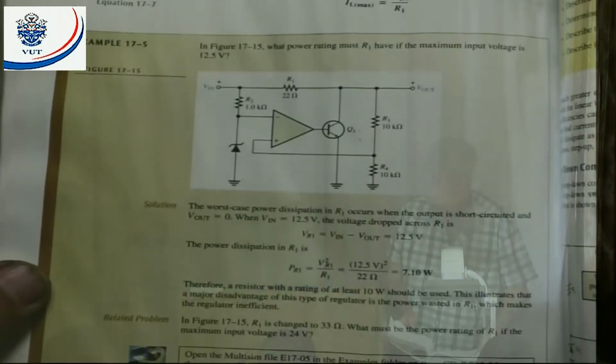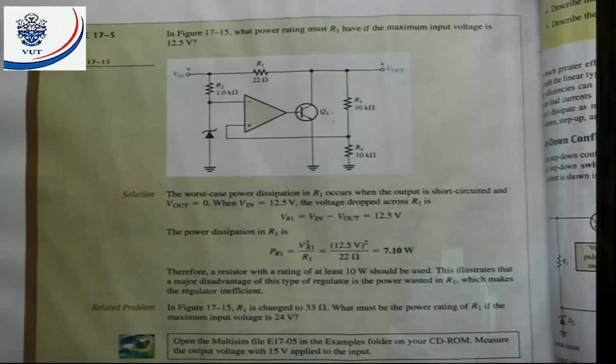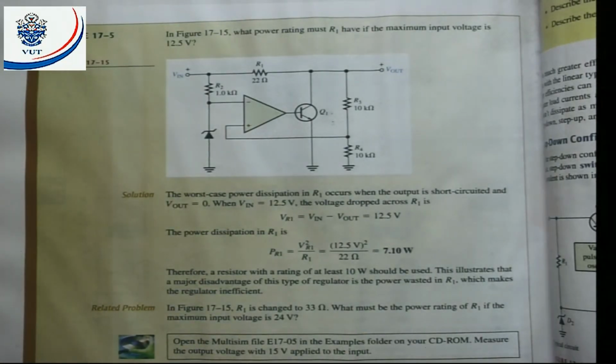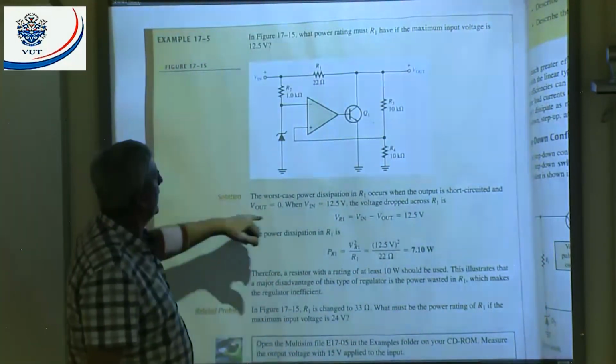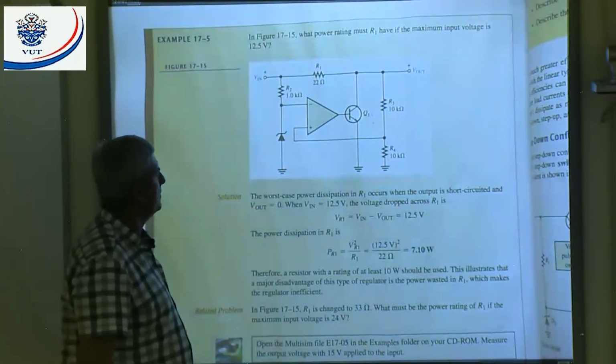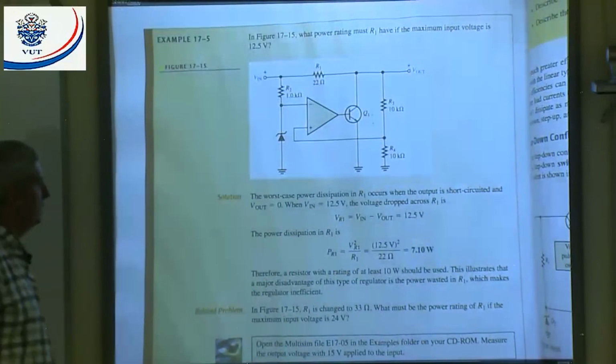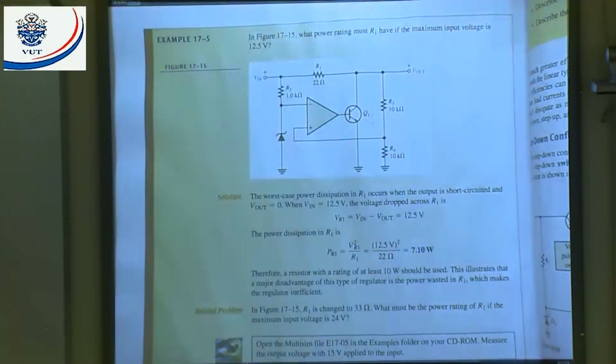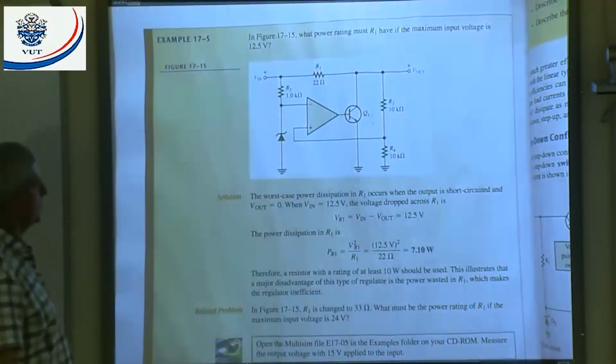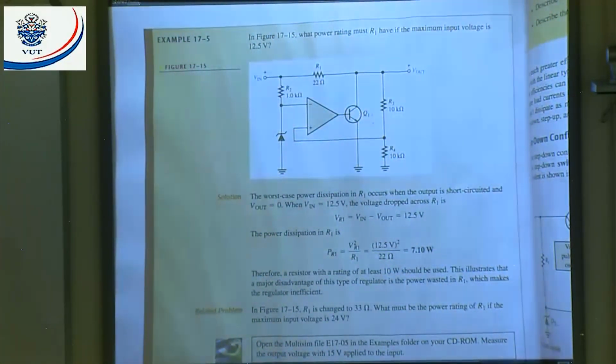Let's have a look at the example. Example 17.5. In figure 17.15, what power rating must R1 have if the maximum input voltage is 12.5 volts? Now they assume V out is 0. If I put a short circuit on the output, then the output will be 0. That means what will the maximum current be? Then I can say VR1 is equal to V in minus V out. V out is 0. That means VR1 is going to be 12.5 volts. Then they work out the power dissipation because they assume the output is 0. When they work out the power dissipation of that resistor, they get a value of 7.1 watt. And then they say the normal standard wattage value will be a 10 watt resistor. They will put a 10 watt resistor in that circuit.